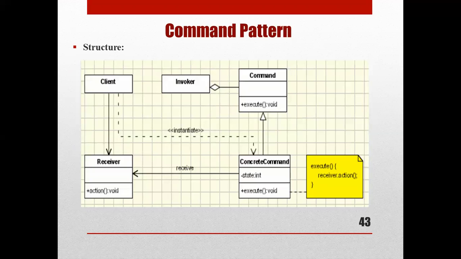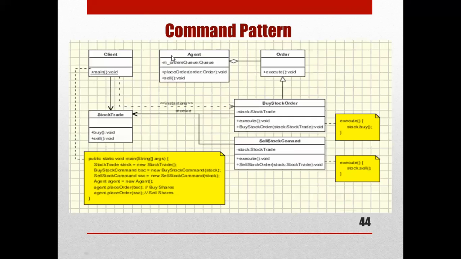Here you can see the structure of the command pattern. There is a client, a command, an invoker, a receiver, and a concrete command. The client will instantiate the concrete command, which has the interface command with one method, execute. Here, execute calls receiver.action. The receiver is the class. The client will instantiate the concrete command from that interface, and it will take the action on that command. So this is the structure of the command pattern.